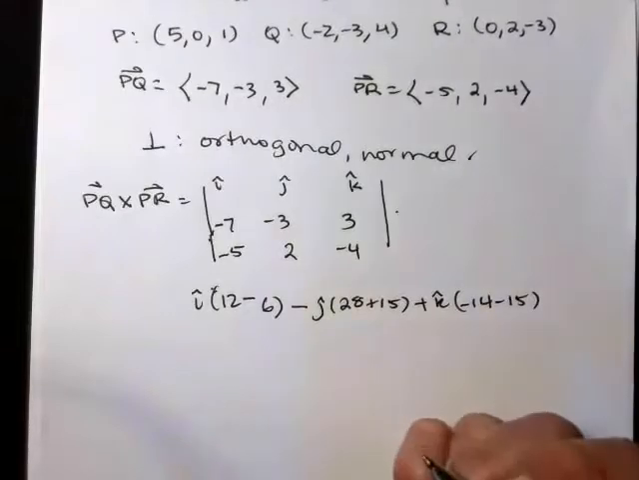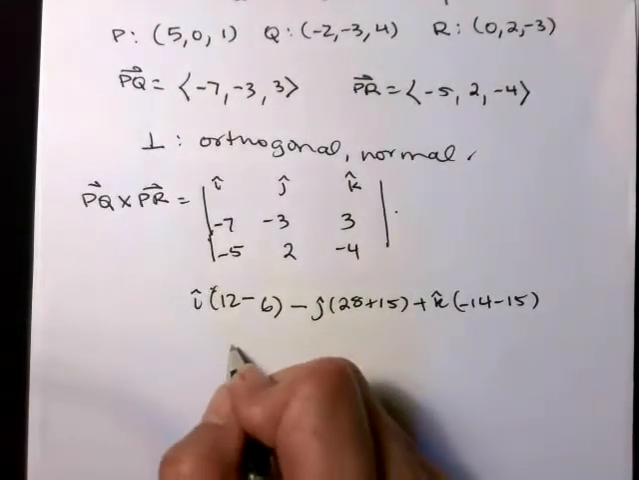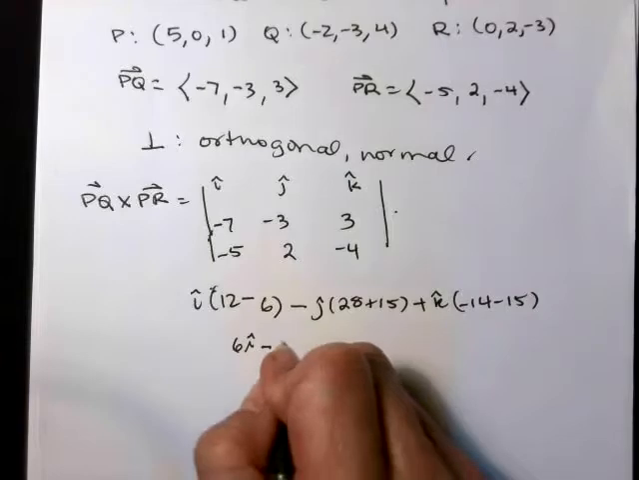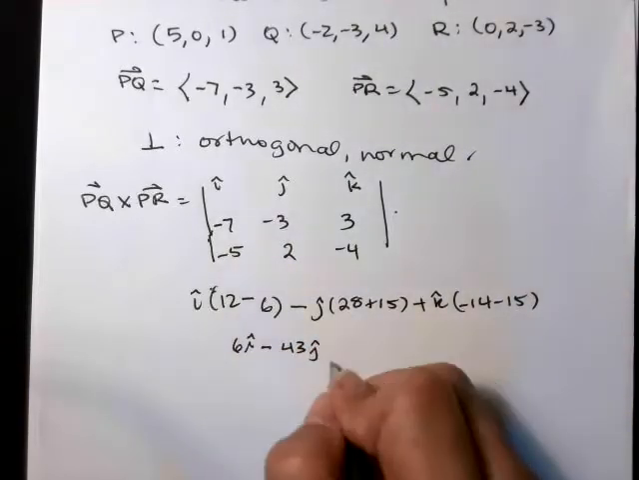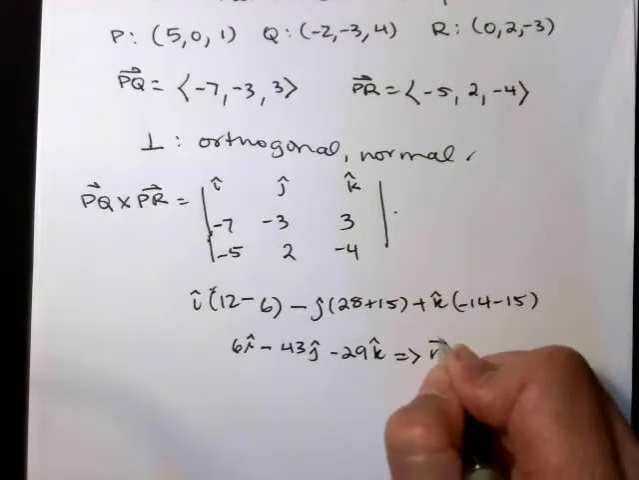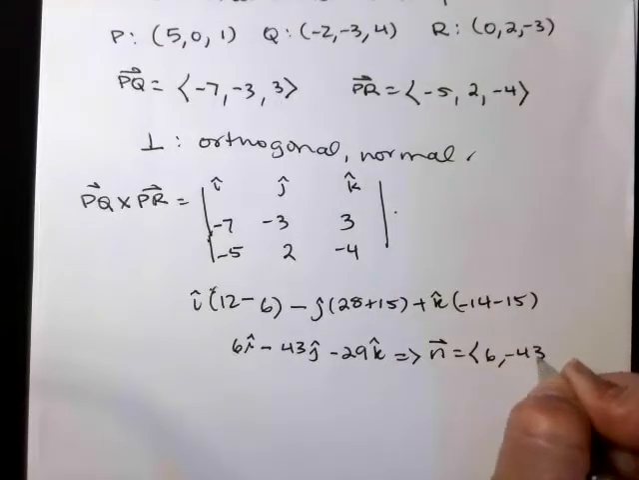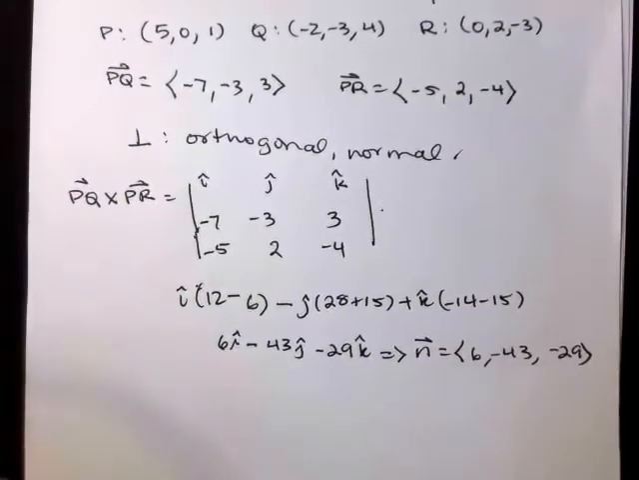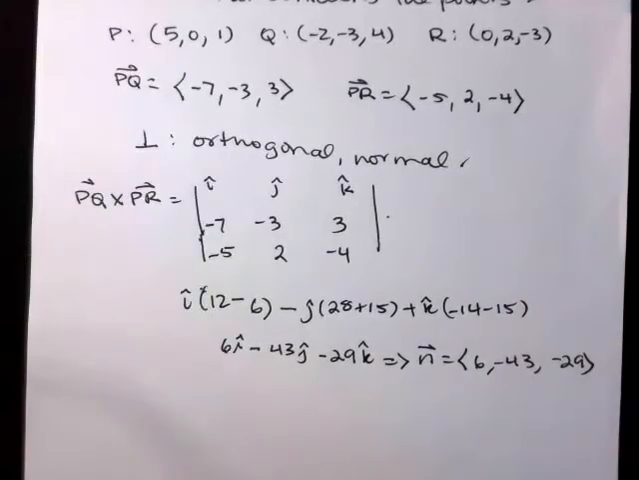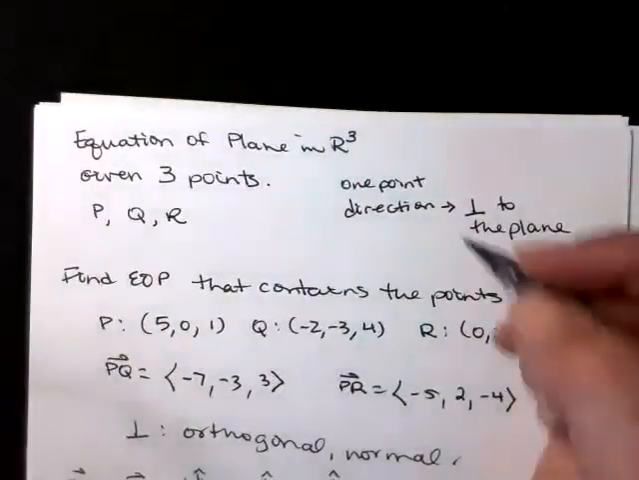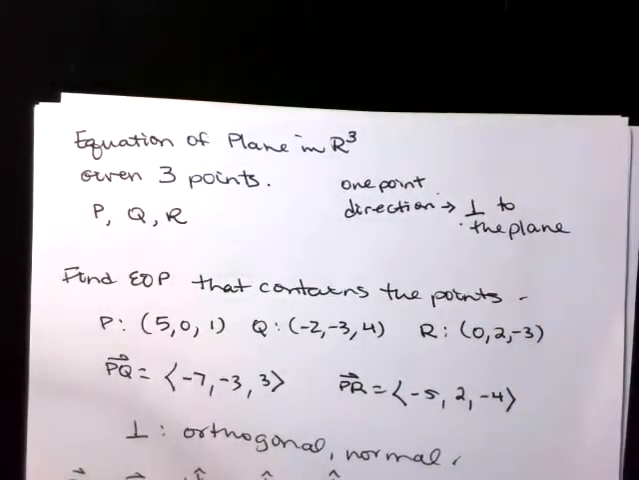Okay, so let's go ahead and tidy that up. So I'm going to have 6i hat minus 43j hat minus 29k hat. So that means my normal vector is 6, negative 43, negative 29. You can absolutely leave it like this with the i's, j's, and k's. I'm just getting ready to write it in my other form, because what we were asked to find was the equation of the plane. I just know the direction. So I need a point and I need a direction. Okay, we have the direction now.